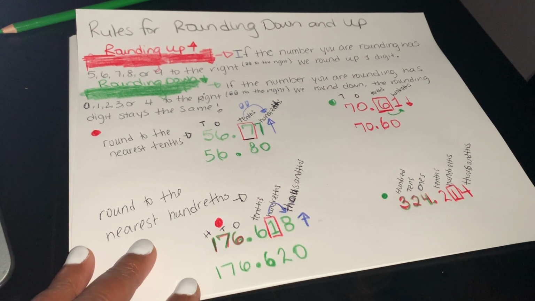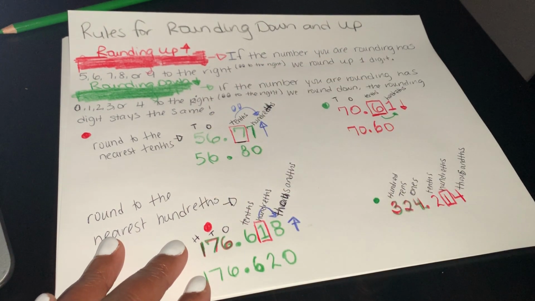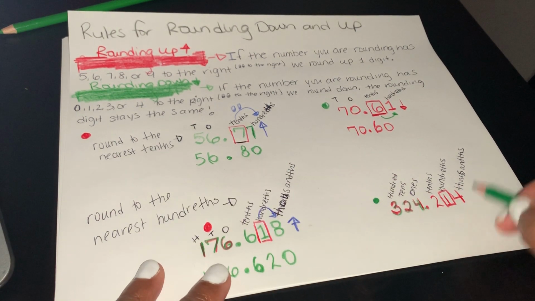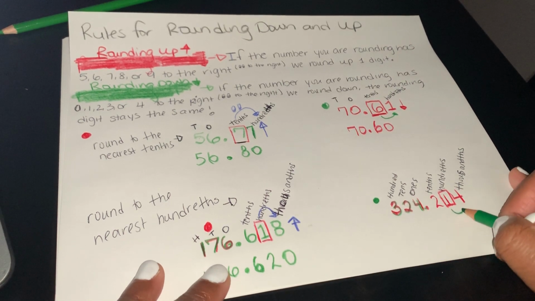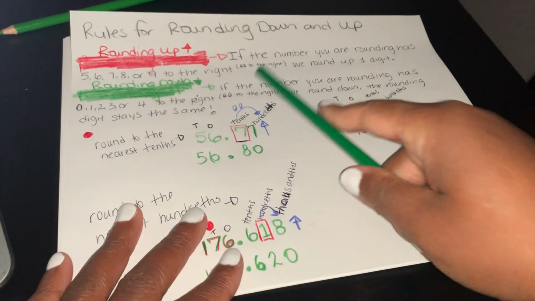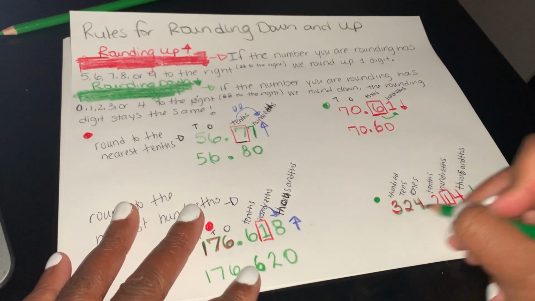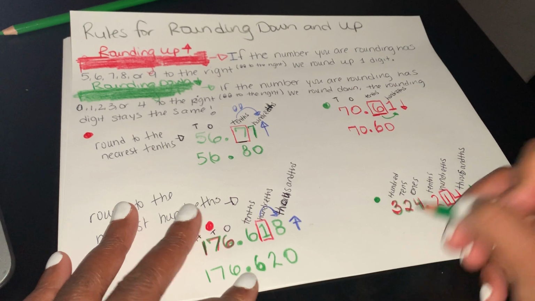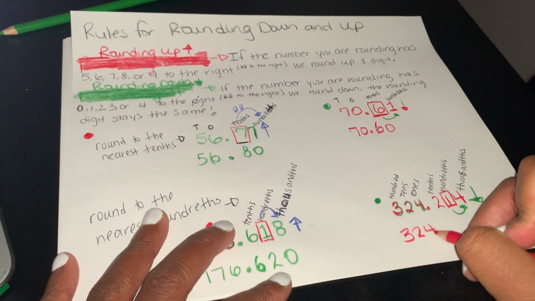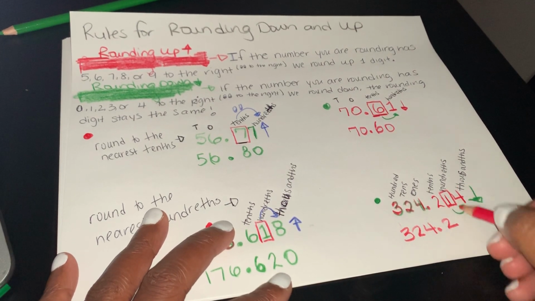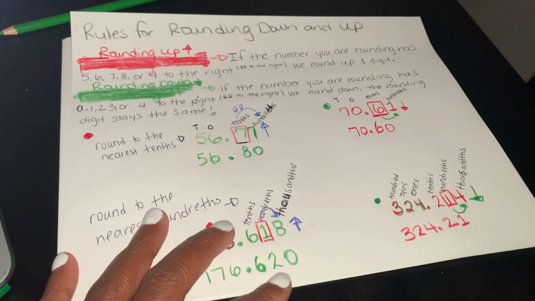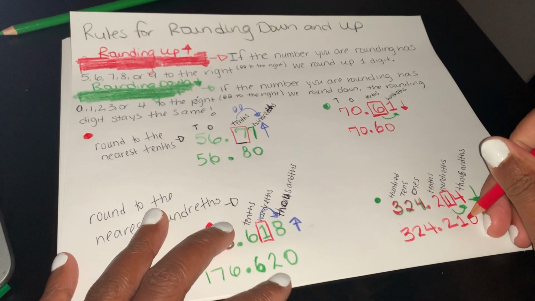Okay, now rounding down. I underlined the 1 here, and I'm looking to the right. Because it's a 4, I know I'm rounding down, and I'm looking at my rule here. Everything to the left of the rounding digit stays the same. And the 1 is also staying the same, because that's what the rule says. And the 4 turns to a 0.